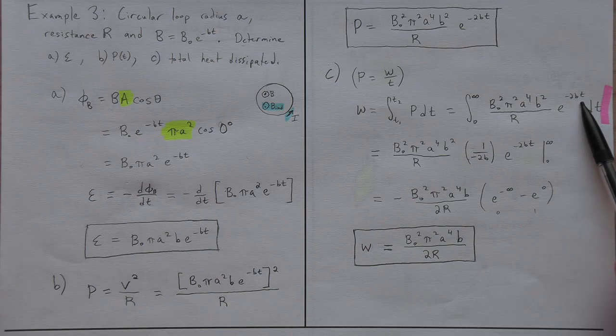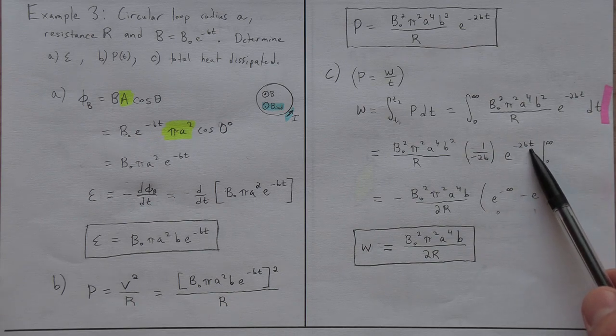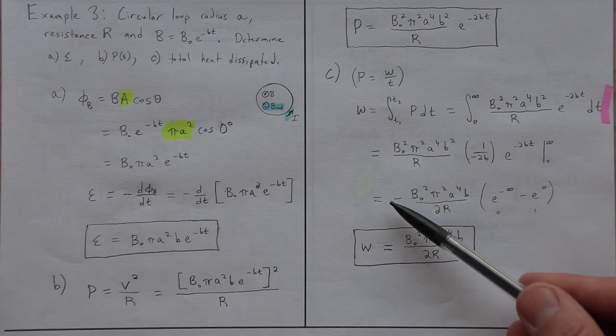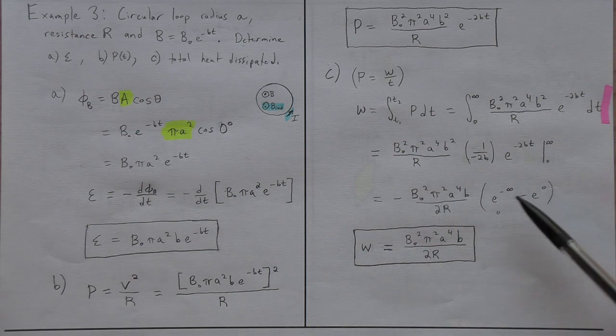The e to the minus 2bt integrates to e to the minus 2bt multiplied by 1 over negative 2b. So there's the integration for the limits, and then I plug in e to the negative infinity and e to the 0. E to the negative infinity is 0, and e to the 0 is 1, so we have a minus 1 multiplied, giving us a positive amount of work.